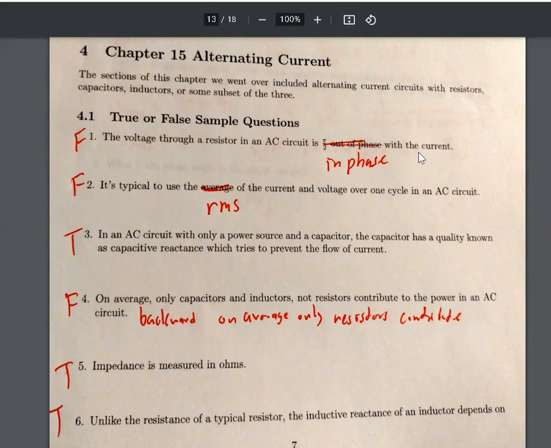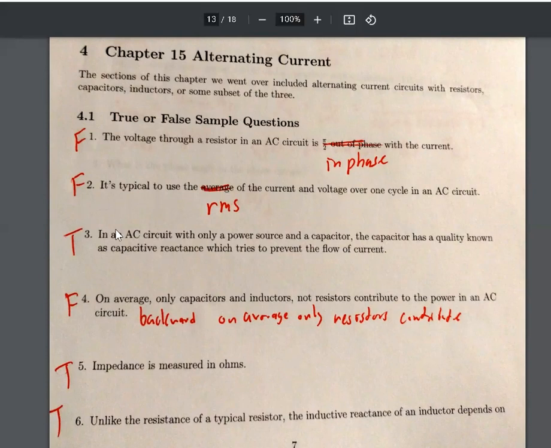So it is not typical to use the average current or voltage in an AC circuit because those averages are both 0. So instead, we use the RMS, our root mean square versions of the current or the voltage. Just a slightly different way of taking the average, where you divide the maximum value by the square root of 2.